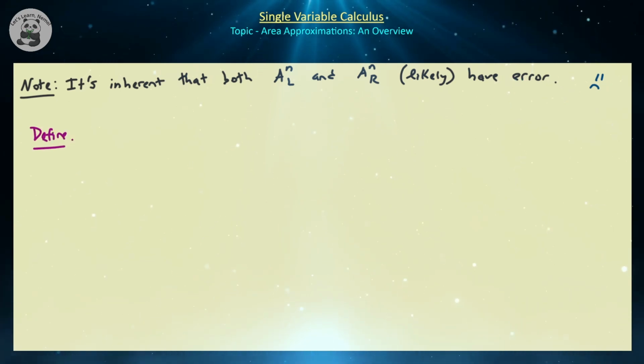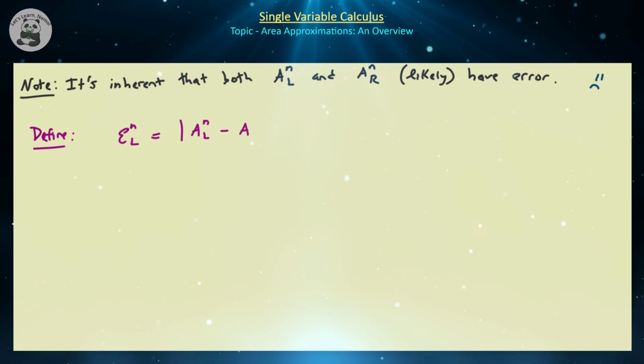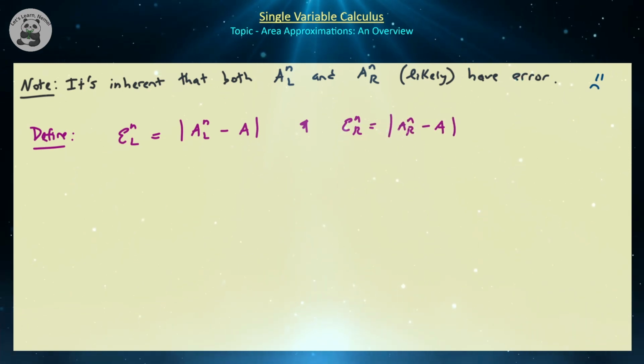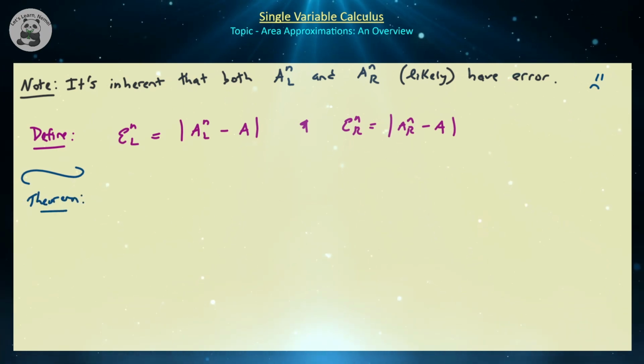So let's define the error for our left endpoint rectangles with n subpartitions to be equal to our area approximation minus the exact area that we don't know. And let's also define E_n^R to be equal to A_n^R minus the exact area. So there's a theorem, which I won't prove here because it requires a little bit more analytical tools than we have up to this point. But generally speaking, it's not super hard to prove.